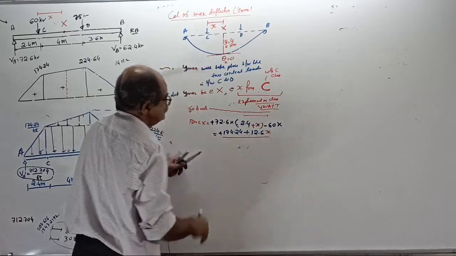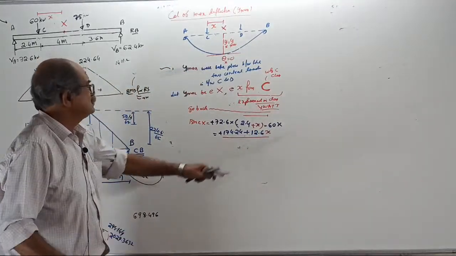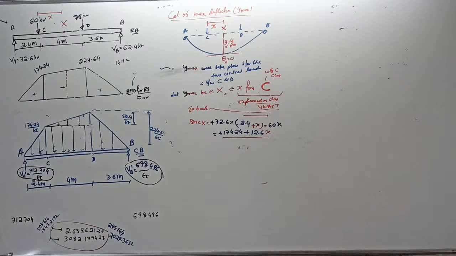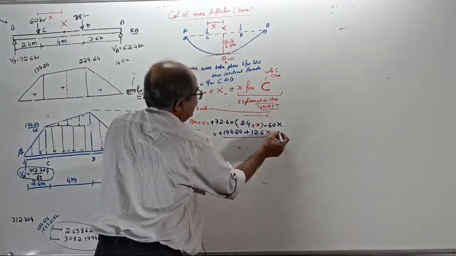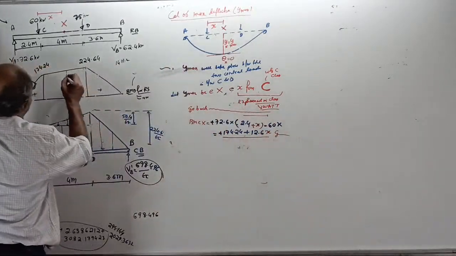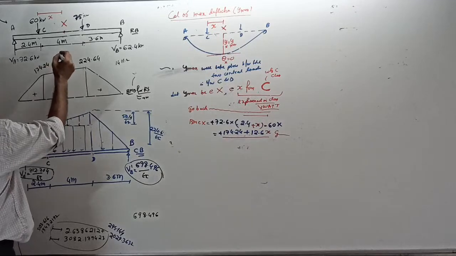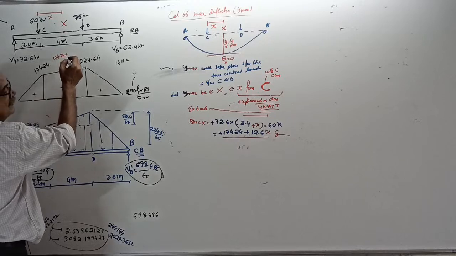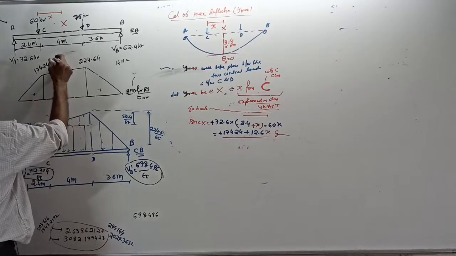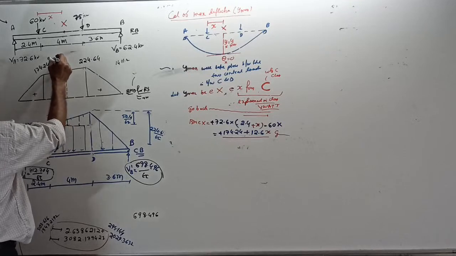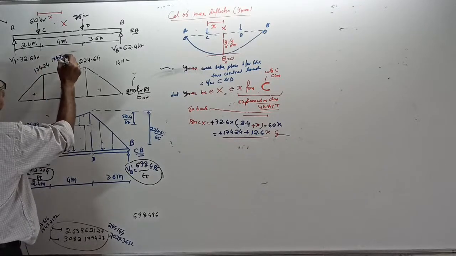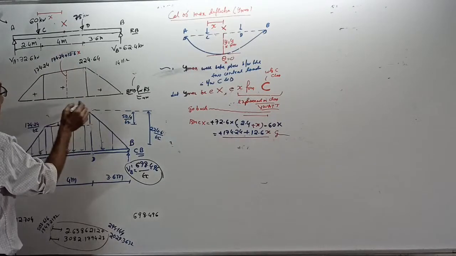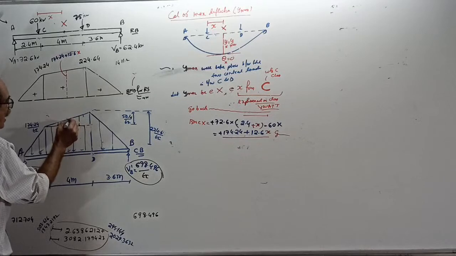Fully clear? 174.24 plus 12.6 into x. Tell me, fully clear or not? You should tell me clear. Clear. Okay. Now go back and enter. Where? Here, the light line. Enter here: 174.24 plus 12.6 into x. Then come down. That is the ordinate you require.